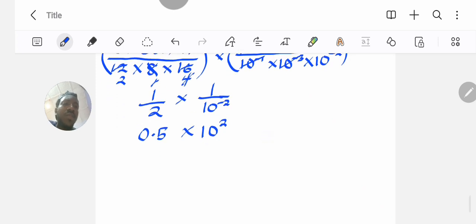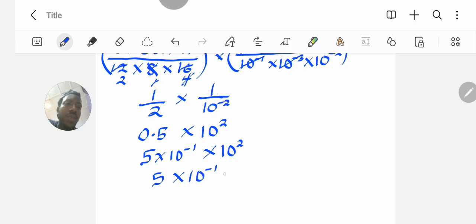Now 0.5 is not in standard form, so we change it to 5 times 10 raised to the power minus 1 times 10 raised to the power of 2. And finally, we have 5 times 10 raised to the power minus 1 plus 2. And the final answer is 5 times 10 raised to the power of 1. That gives us the final answer.